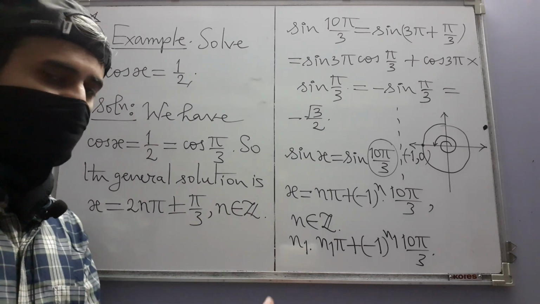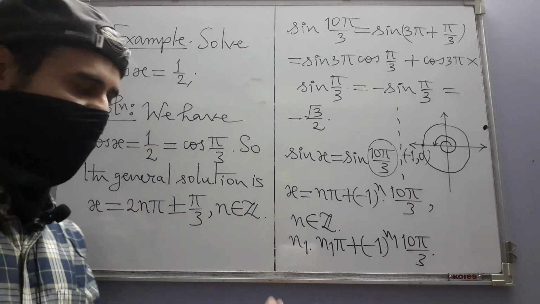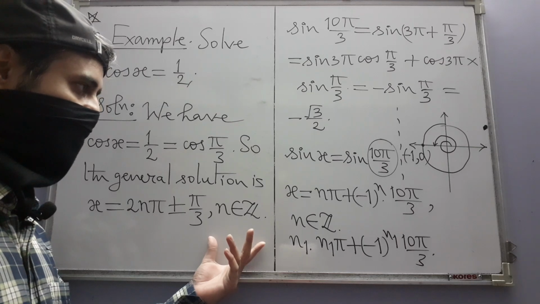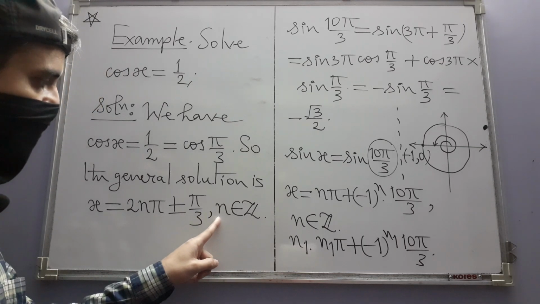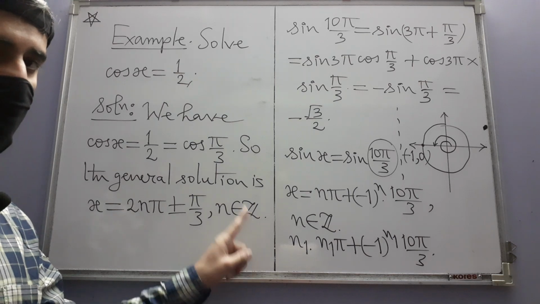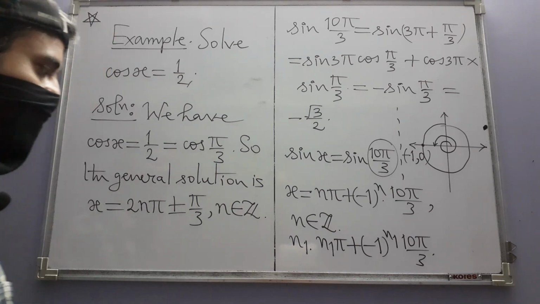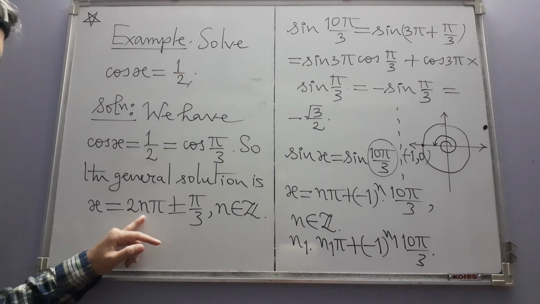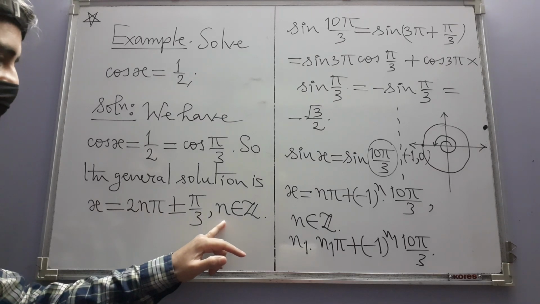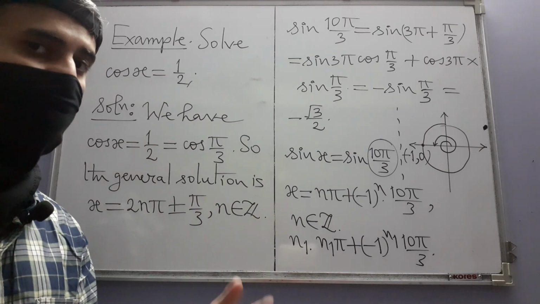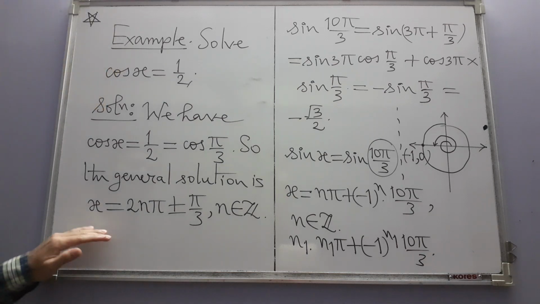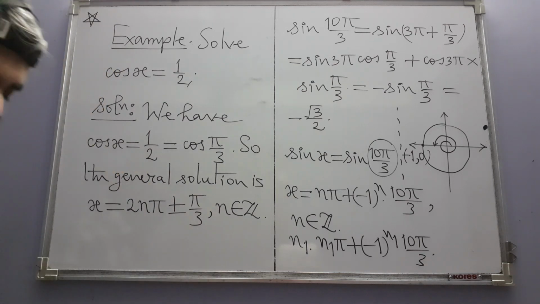In your haste, when you are writing an exam and you don't have much time left, you may forget to write this. That will reduce your marks significantly because you are not saying what n is. Never forget to mention that n is an integer. N in fact is any integer. Okay, so this is the general solution.